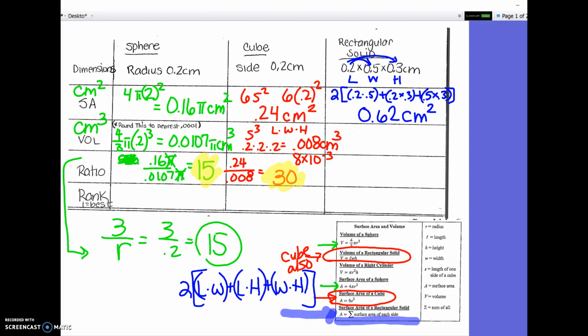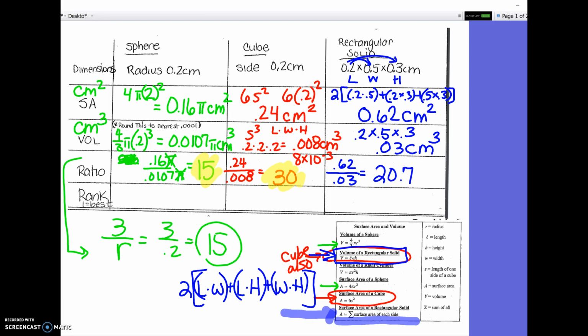And then volume's easy. Volume is here. Length times width times height. It's the one right here, second one. And so if I do length times width times height, it's literally going to be 0.2 times 0.5 times 0.3. And that's going to give you 0.03 centimeters to the third. And then 0.62 over 0.03 is going to give you my ratio, which comes out to 20.7, or 20.7 to 1.